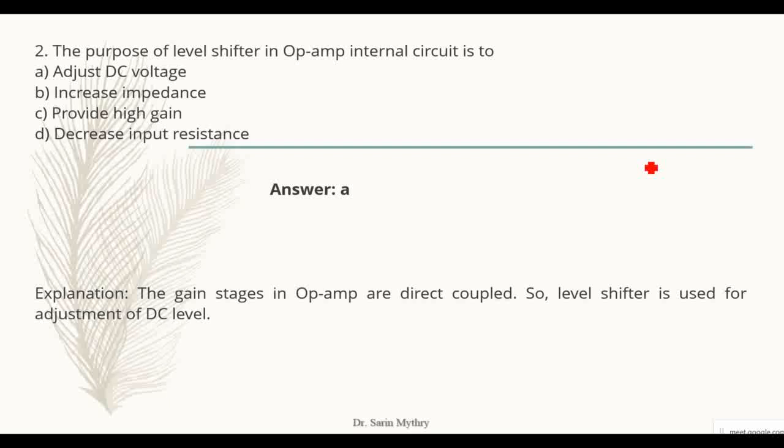Let us see the explanation. It tells that the gain stages in op-amps are direct coupled. Because of that, the level shifter is used for adjusting the DC levels. What is the main functionality of a DC level shifter? Try to remember this question such that you know why the level shifter is being used. The level shifter is used to adjust the DC levels. That's the most important one, so try to remember it.